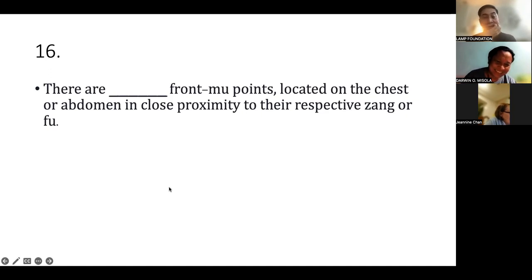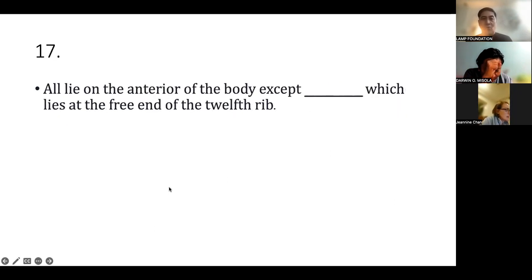Okay, who has another answer? Let's call your kababayan, Ma'am Joy. Isa pa, kulang pa ako isa. 12 points. Lahat po sila, Doc, nasa close proximity. Located on the chest or abdomen, in close proximity to their respective zang or fu. The 12. Okay. 6, ang konti naman lang. So there are 12 front view points.